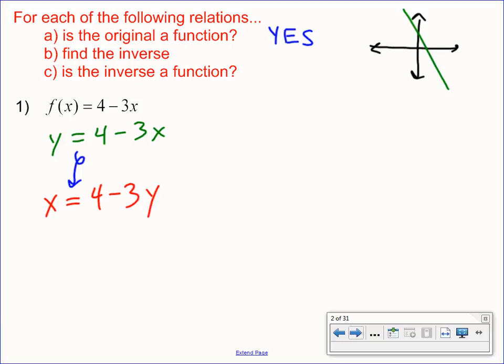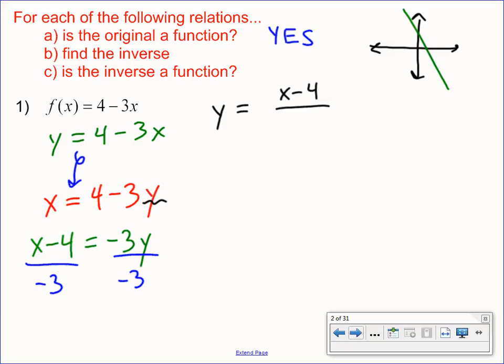Now we'll solve for that new y. Depending upon where that is, we're going to use a different series of inverse operations. It looks like our best first step would be subtract 4 from both sides. Then divide both sides by negative 3. So I'll get y equals x minus 4 all over negative 3.